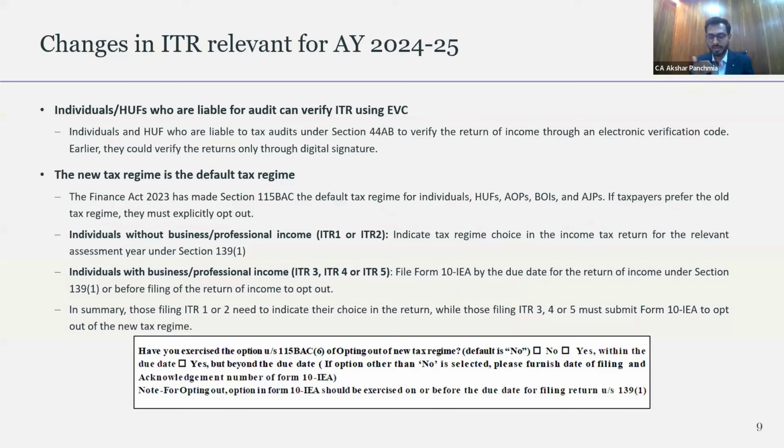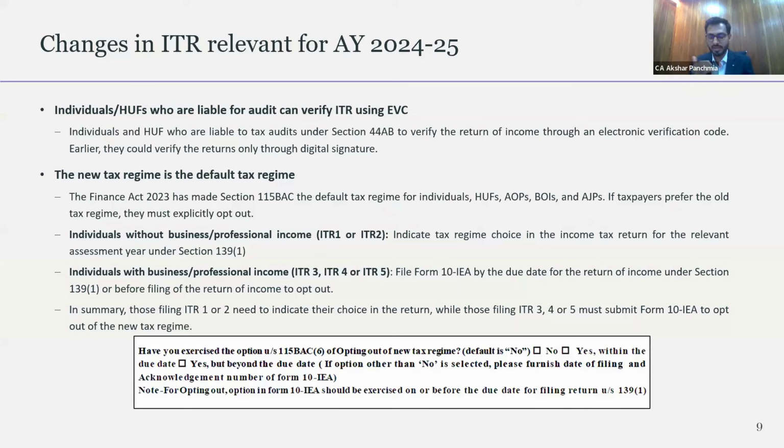In that case, if your receipts in cash exceed 5%, then your limits will be reverted to the old limits. If it is less than 5%, then you will get the benefit of the higher limits. That is 3 crores for 44AD and 75 lakhs for 44ADA.